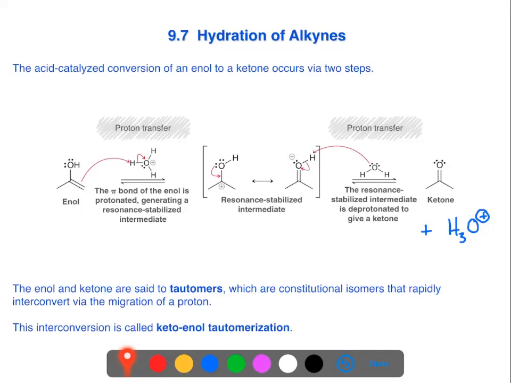Now the enol and ketone are said to be tautomers of one another. They're constitutional isomers, but they are not resonance structures of each other. There needs to be that interconversion between them where we really have a migration of a proton from the hydroxyl group to one of the carbons of the ketone. But it's assisted, it only can occur in the presence of that acid. So this interconversion is referred to as the keto-enol tautomerization. So this is one method of hydrating an alkyne to give us a ketone. Now let's look at a second method.